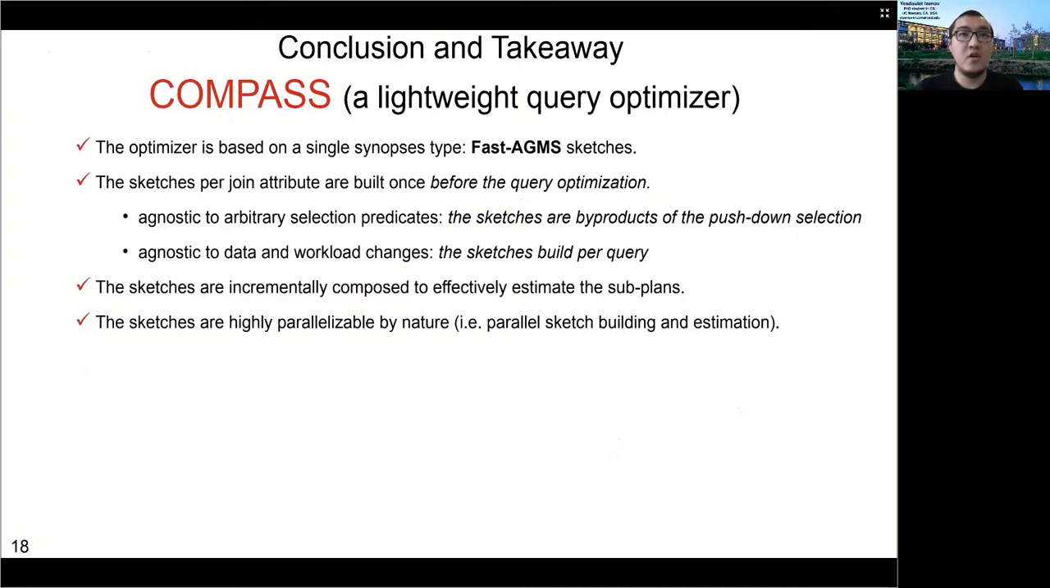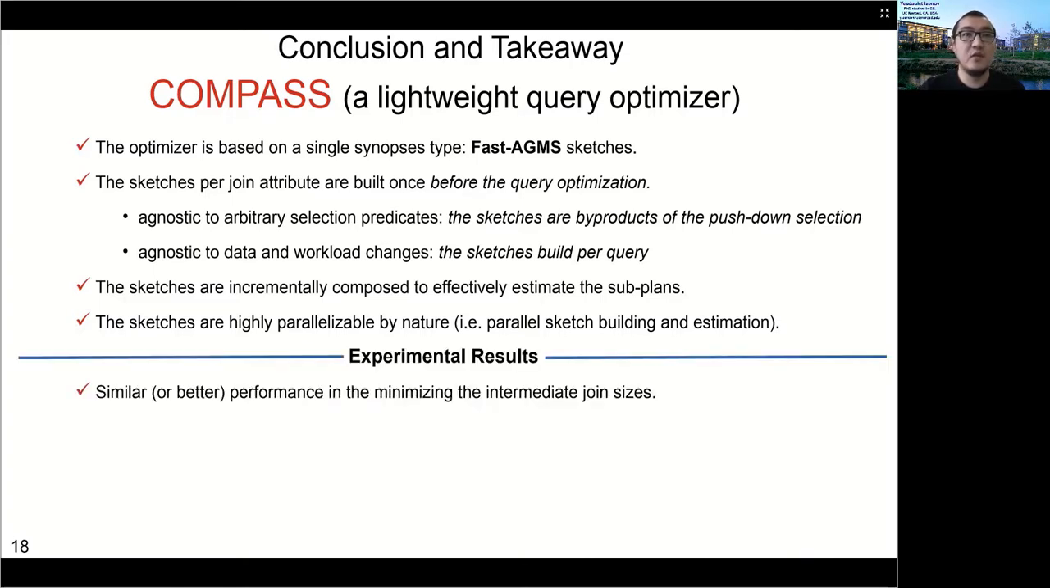To summarize, Compass Optimizer, we say, is a lightweight query optimizer based on a single synopsis type, fast AGMS, that can fit efficiently in the cardinality estimation problem and join ordering problems. We showed how the existing fast AGMS sketch technique can be generalized to multi-way joins. We also showed how the sketches can be efficiently integrated in the query optimizer.